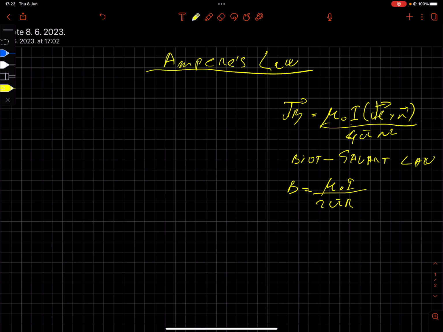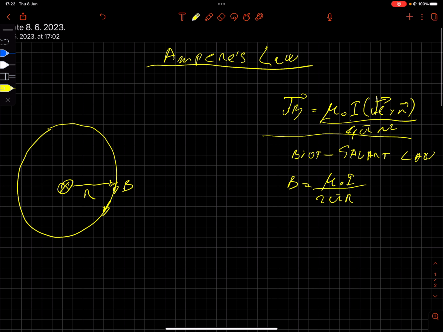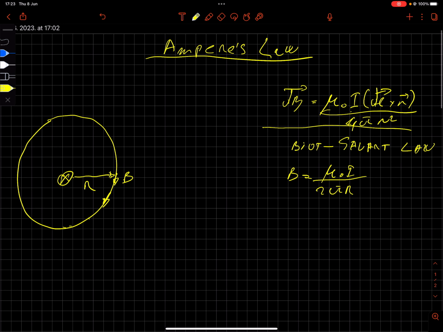Okay, let's say that we have a wire with this direction of current, and this wire will create a magnetic field around that wire. At distance r we have a magnetic field which points in this direction, and using the Biot-Savart law we can calculate the magnetic field. The magnetic field at distance r from this point is given by this formula.